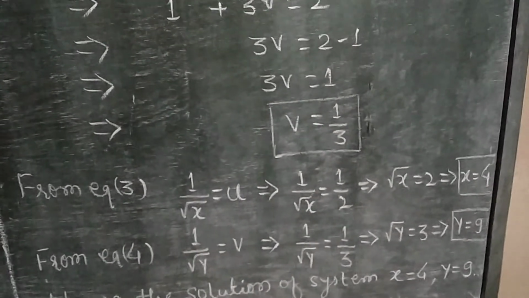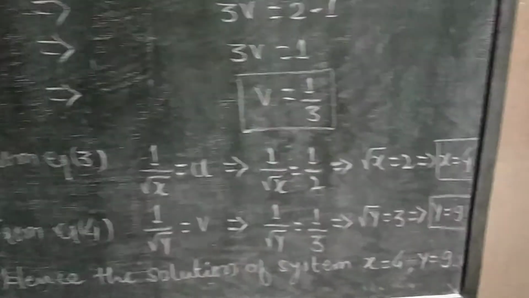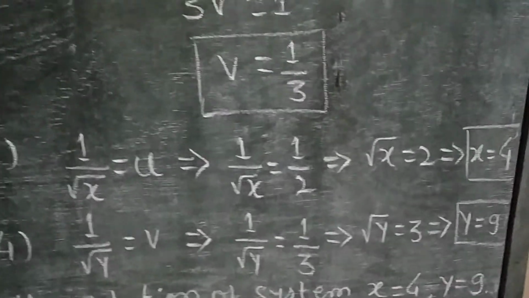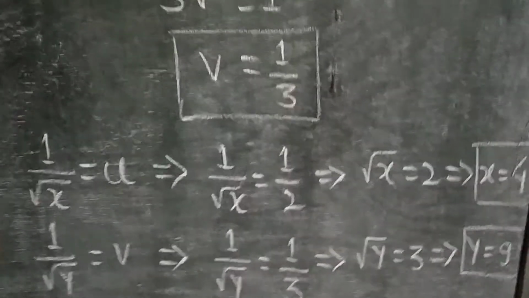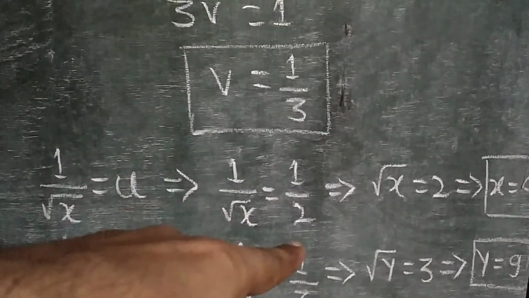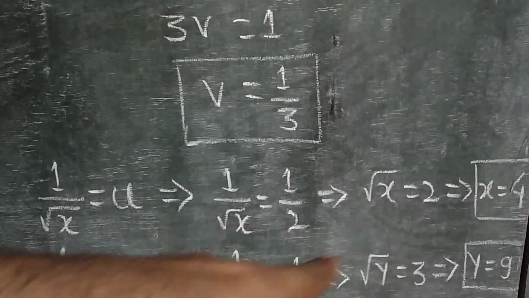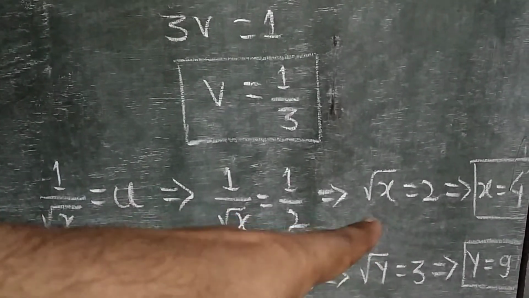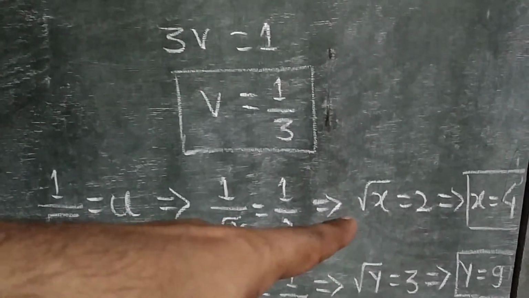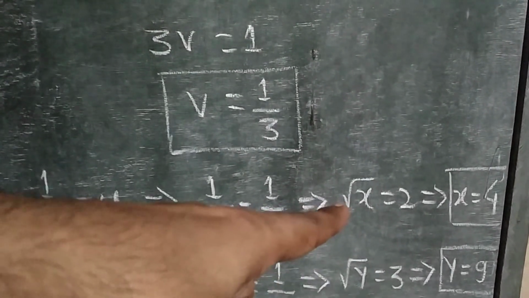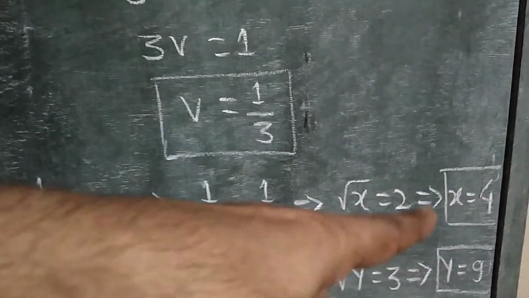In order to get the values of x and y, we will use equations 3 and 4. We write 1 upon root x equal to u. In place of u, we write 1 upon 2. On taking reciprocal of both sides, or by cross multiplication, we get root x equal to 2. It contains the root, so we take the square of both sides. The square will cancel the root, so we get x, and 2 square is 4. So it is the value of x.